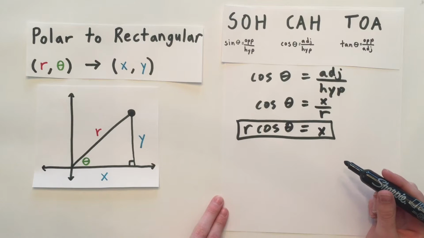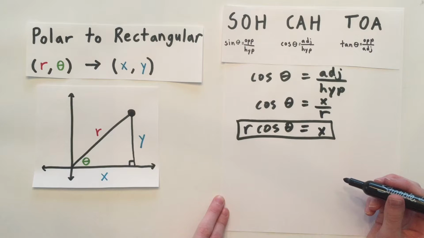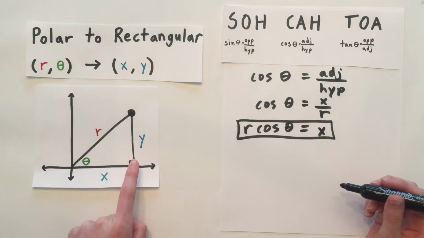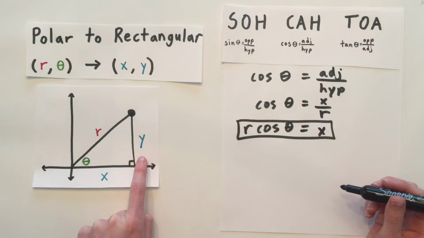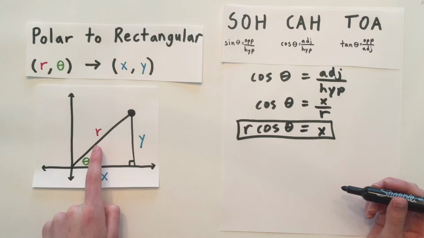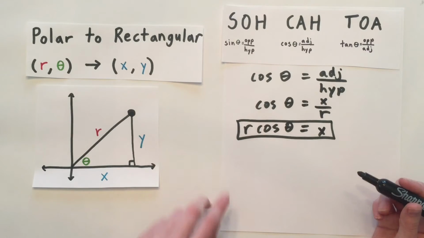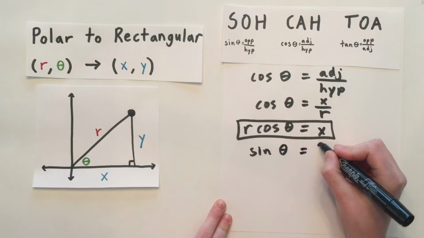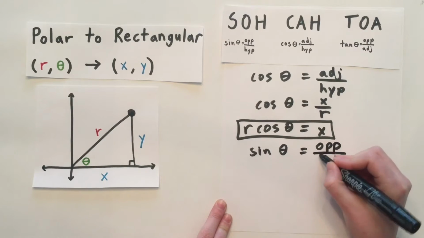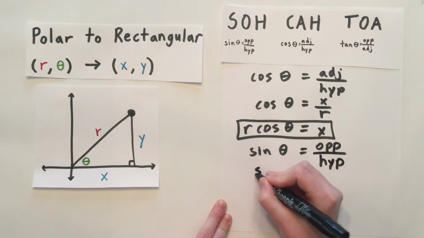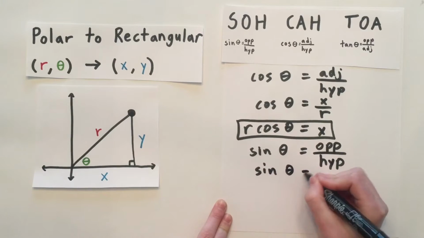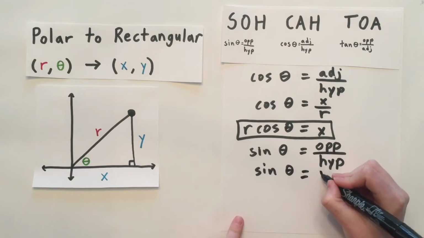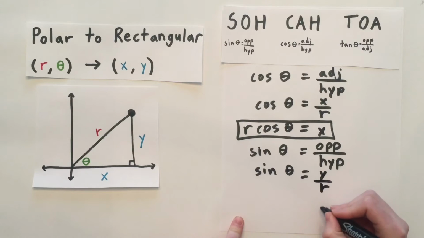Let's do the same thing to find the y equation we would like to use. So if we look at the graph again, y is opposite to theta and r is still the hypotenuse, so we'll want to use sine, which is sine of theta equals the opposite over the hypotenuse. And in this specific example, the sine of theta is y over r.